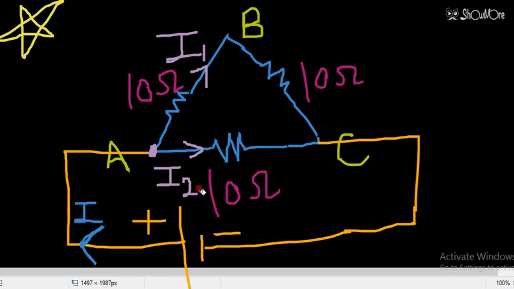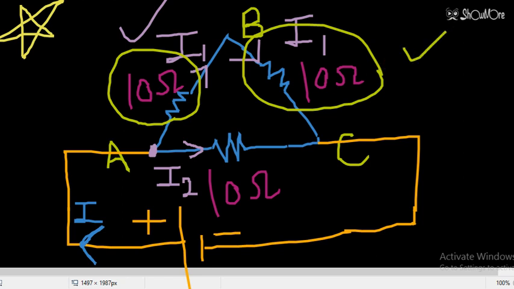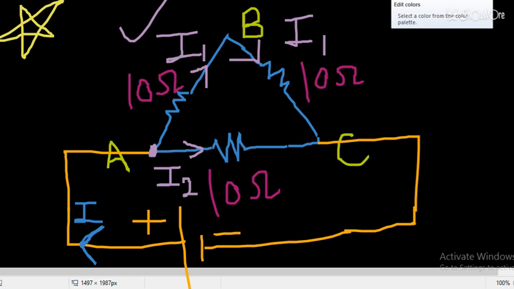Now see, there are two resistances in the upper branch. From A to B, one resistance is there in which current I1 is flowing, and from B to C another resistance is there, and the same current I1 is flowing through it. So this 10 ohm resistance is in series with this 10 ohm resistance, and they will be added simply.